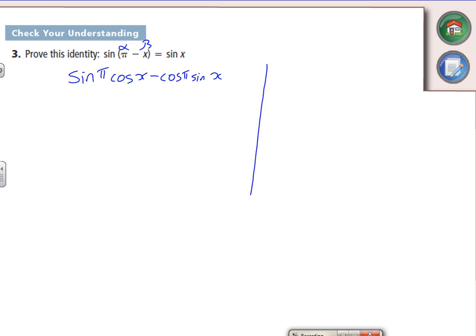And then we go to our unit circle, sine of pi, hey, that's 0, cos of x, minus cos of pi, hey, that's 1, sine of x, I get 0, minus, oops, sorry, that should have been a -1, cos of pi is -1, 0 minus a -1 sine of x, oh, that's sine of x, left side equals right side.